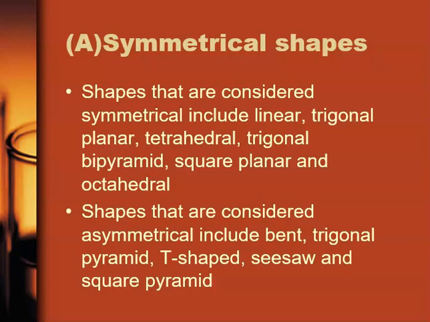Shapes that are considered to be asymmetrical are bent, whether you've got one lone pair or two lone pairs, trigonal pyramid, T-shape, seesaw, and square pyramid. So all of these shapes have their own symmetry, but they're not even in all three dimensions. So if you picture, for example, a trigonal pyramid, yes, it's evenly spaced, but you've got that lone pair above, and that throws the whole thing off.